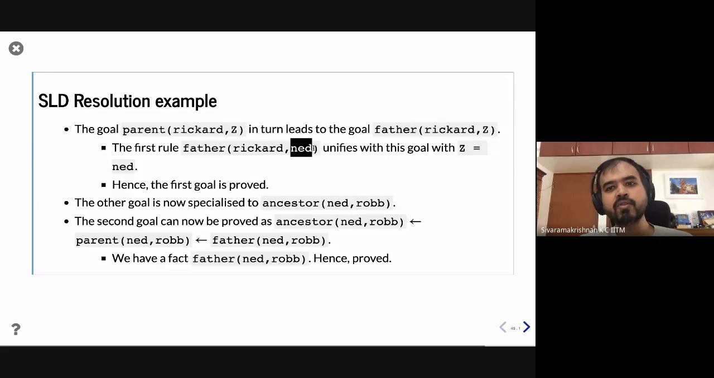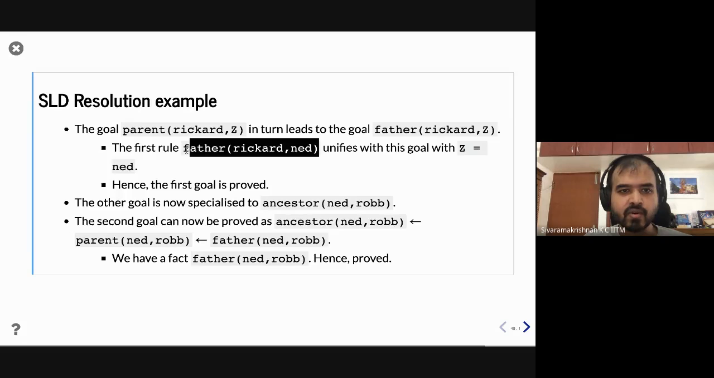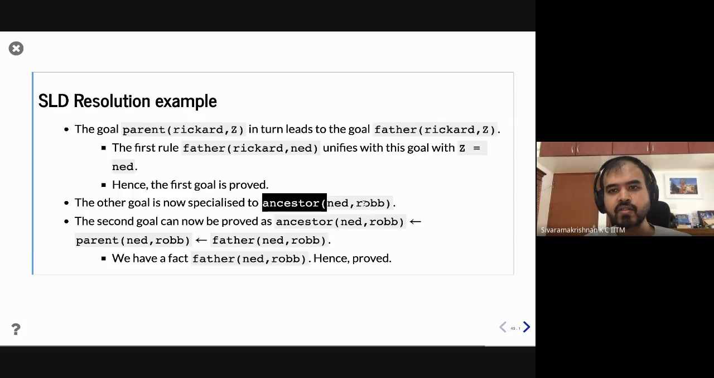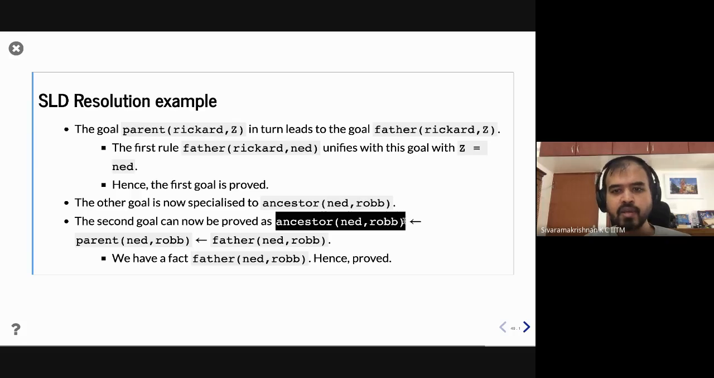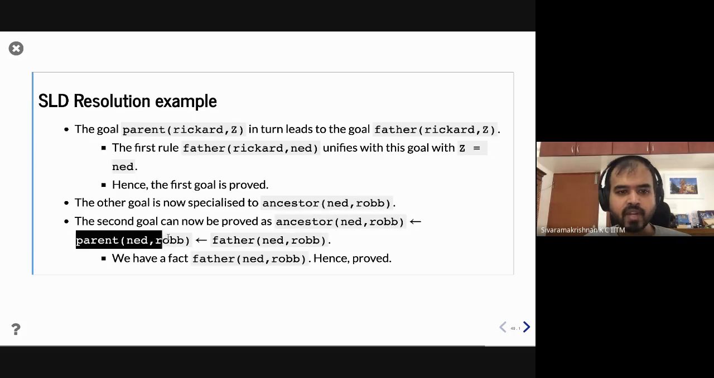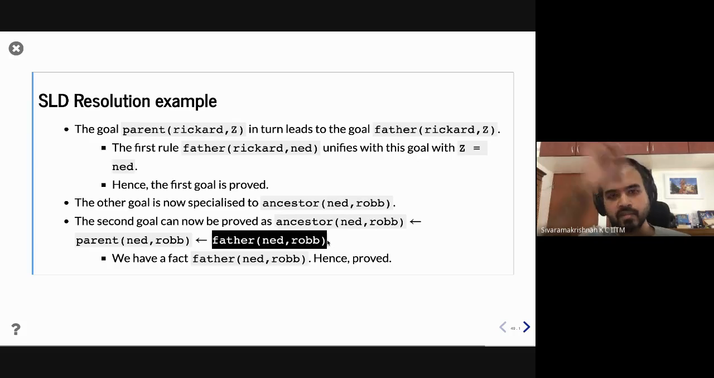So it specializes that Z to Ned in all of the goals that you have. We have one other goal sitting on the side, right? The first goal is satisfied. The second goal is now specialized to proving that Ned is the ancestor of Rob. Again, you can keep applying the same procedure. Ancestor Ned Rob can be shown by parent of Ned Rob, which can be shown by father of Ned Rob. You can keep applying this procedure over and over again. And eventually, this is also satisfied.